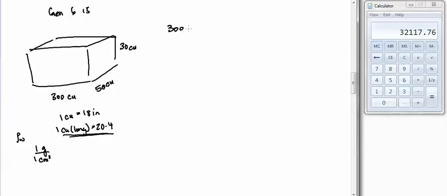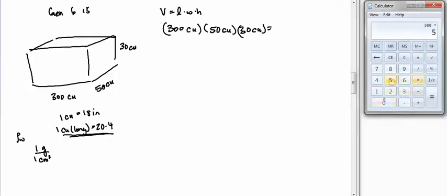You know what we'll do is we're going to convert this to a volume first. And the volume is basically length times width times height. And so you have 300 times 50 times 30. And that would be 300 times 50 times 30. And that's 450,000.